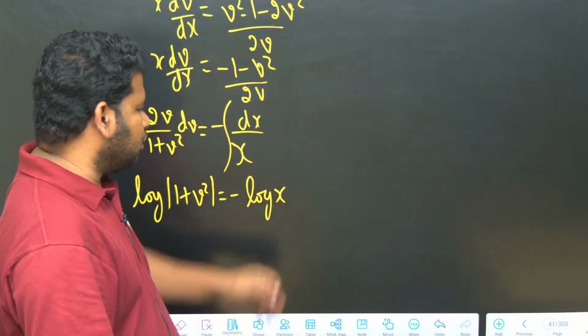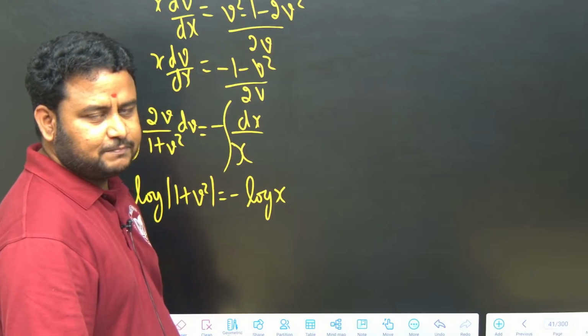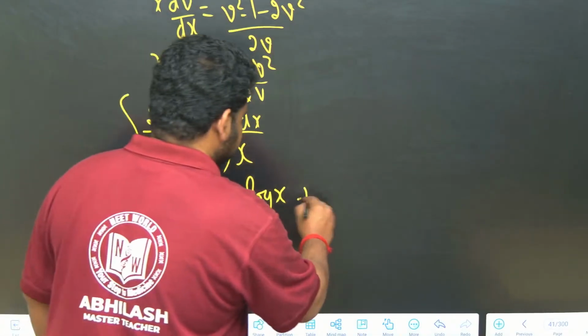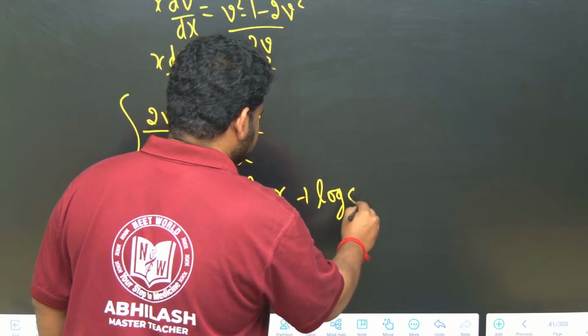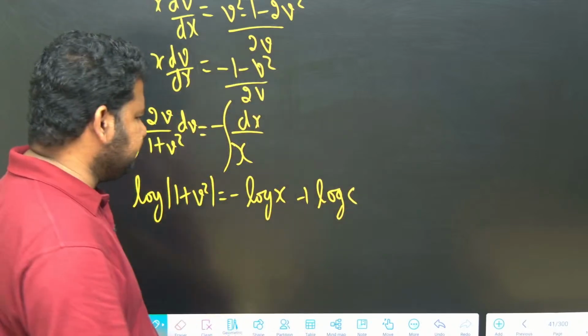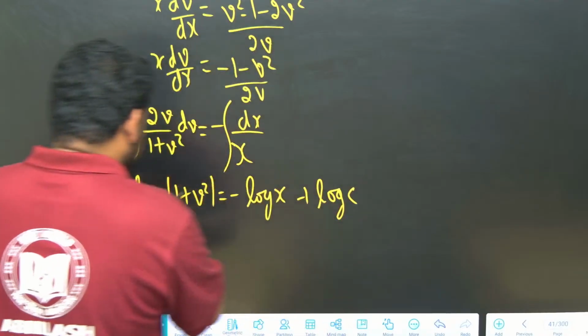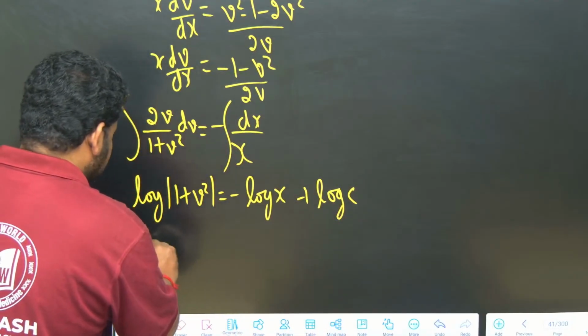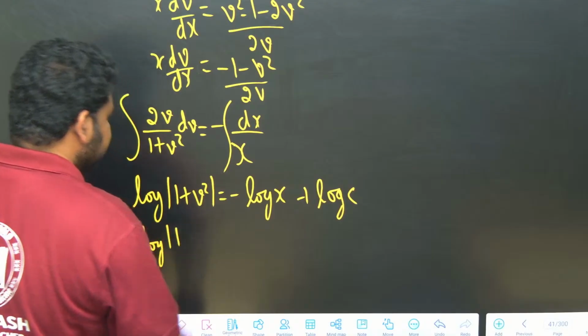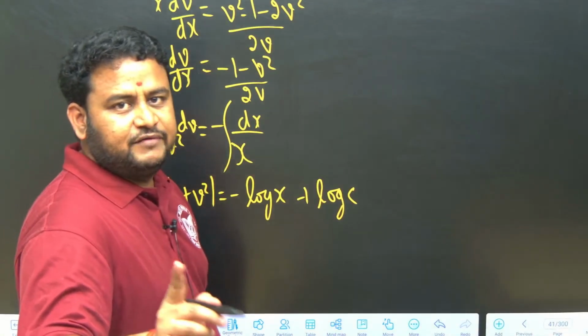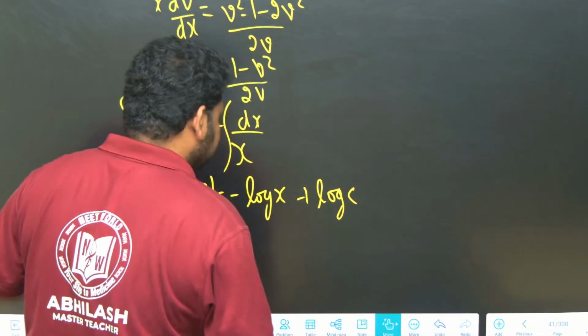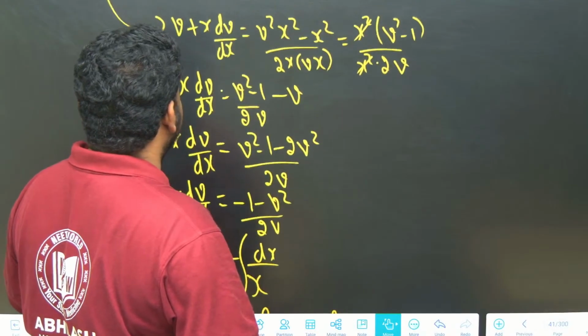Now I have to put some arbitrary constant. Instead of putting plus c, let me use log c itself. If I want, I can put c also, not a problem at all. Now what are they asking us? So if I send it to the RHS, this will become log of 1 plus v square. What is v, friends? Focus here.